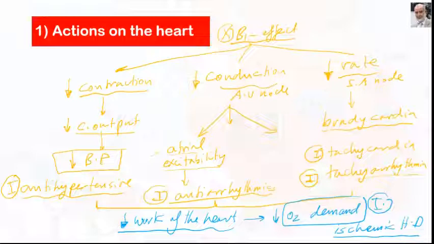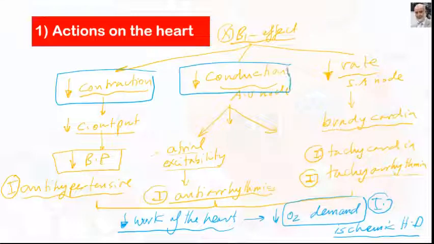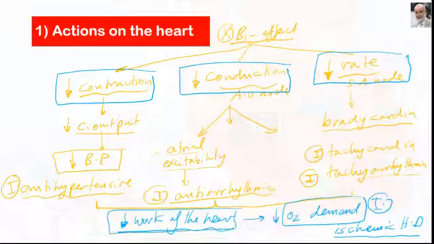Okay? So by decreasing the contraction, decreasing conduction, decreasing the rate, beta blockers will decrease the work of the heart. Decreasing work of the heart means the heart will need less oxygen. That means decreasing the oxygen demand. This is a very important indication in treatment of ischemic heart disease. Why? Why?